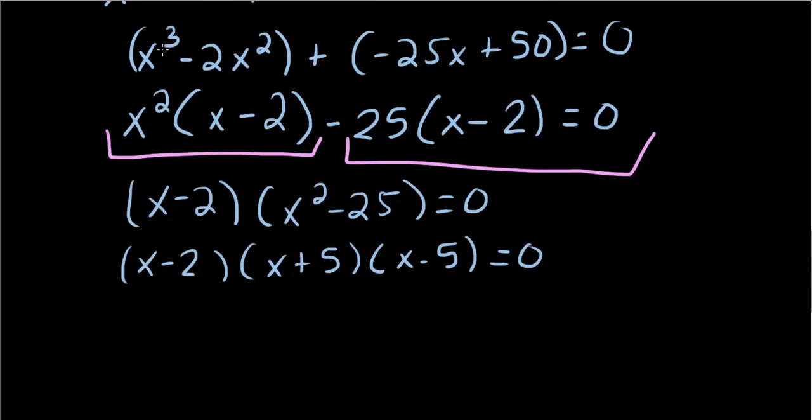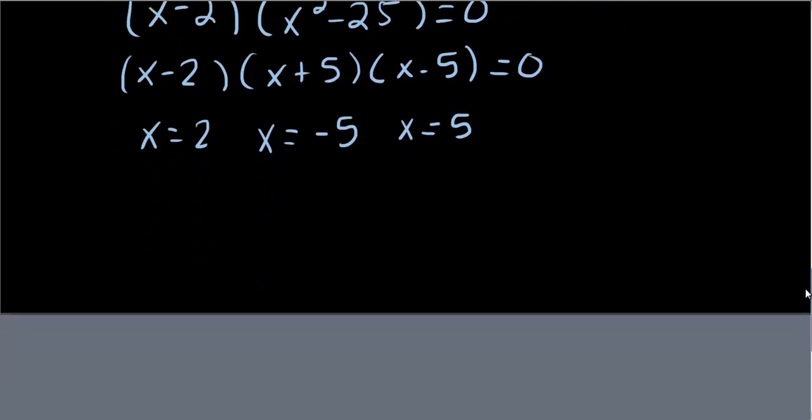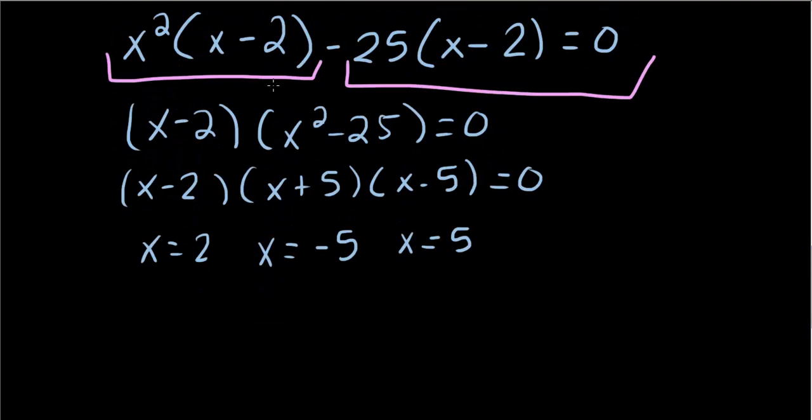Since this polynomial has a degree of 3, that means that I'm going to have 3 solutions. In this case, the solutions are x equals 2, because if I make x minus 2 equal to 0, then x equals 2. On this one is going to be x equals negative 5, and on this one is going to be x equals 5. So those are the three solutions for this polynomial. Let's try another example.